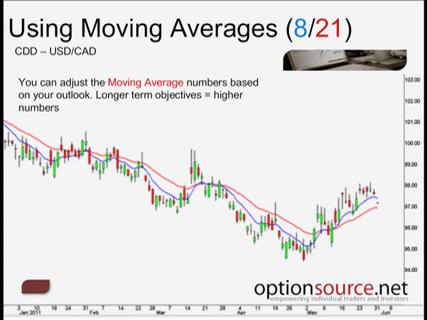Now, this is a snapshot of the CAD. This is the U.S. dollar versus the Canadian dollar, as seen here in the pair value. And what I did is I just took the same chart. This is a daily chart, and I added an 8-bar and a 21-bar moving average.